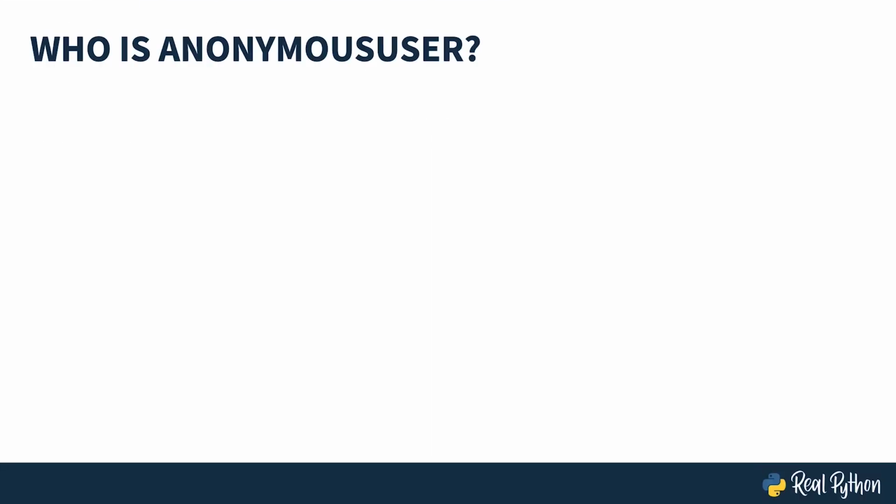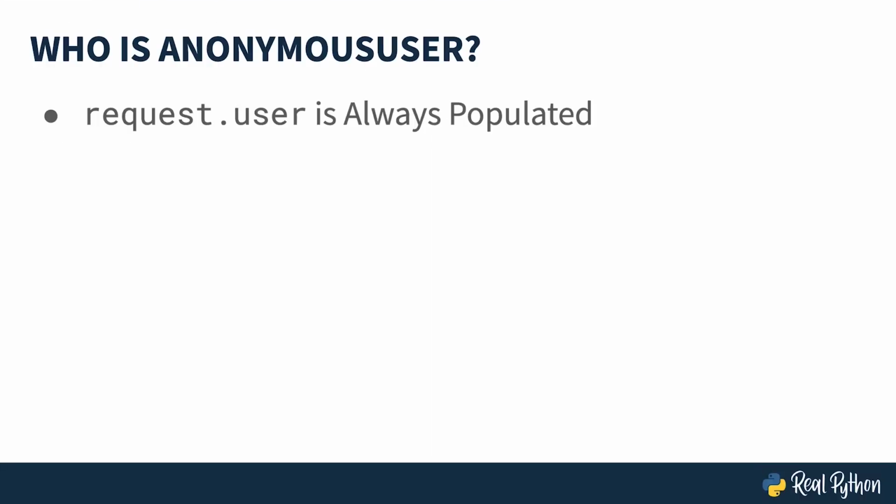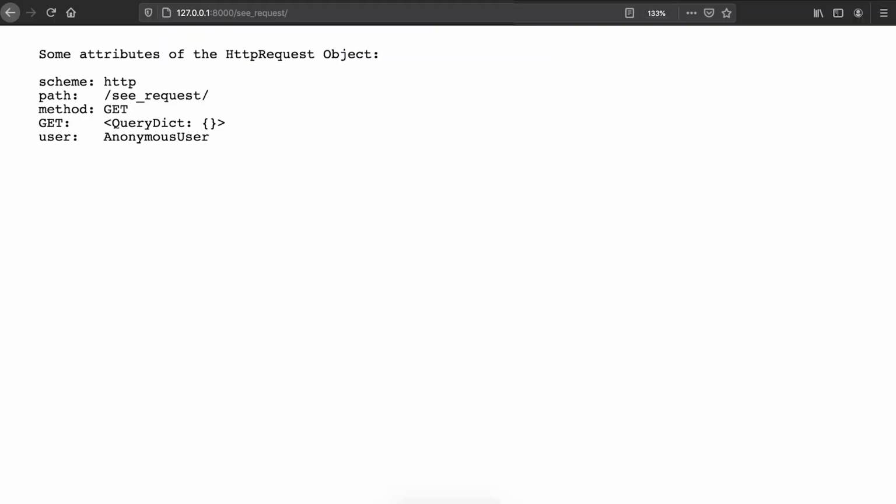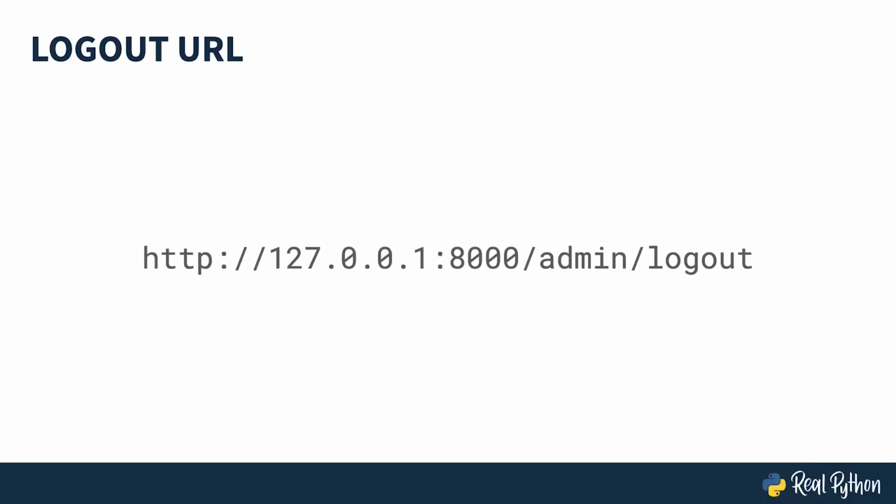Who is anonymous user, you ask? The HttpRequest.user object is always populated with something. If the visitor to your website hasn't authenticated, then HttpRequest.user will contain an anonymous user object, as seen here. If you logged in earlier to create some data, then you might see what's seen on screen at the moment with details of the superuser instead. If you are logged in, then visit the address seen on screen at the moment to log out of the admin and then revisit the page to see the difference.